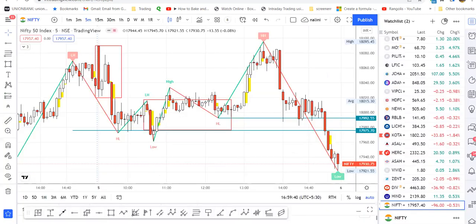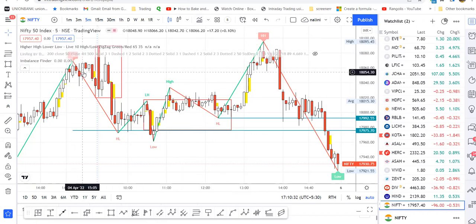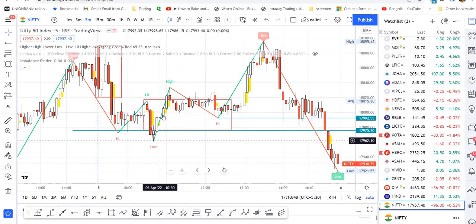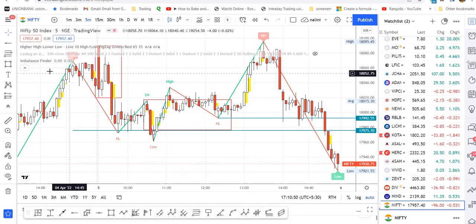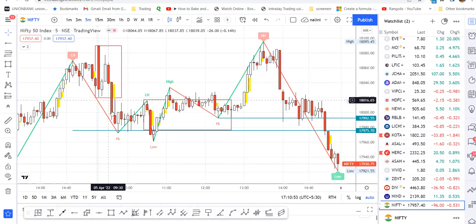And I'm going to show one indicator. This is the indicator I use. If you go to TradingView, search for the higher high, lower low indicator. This indicator, if you apply, it will plot on its own. See, here, when the price came down, it plotted higher low and lower high. And it plotted high also.